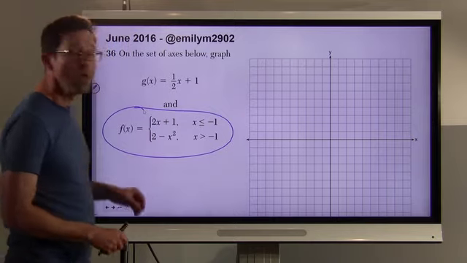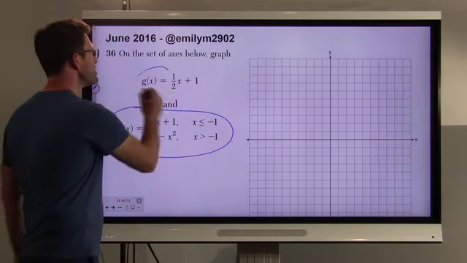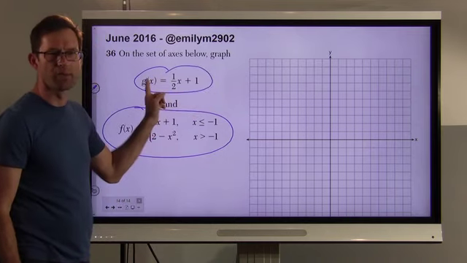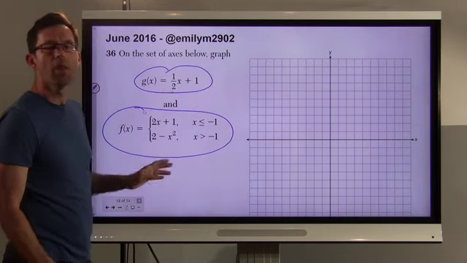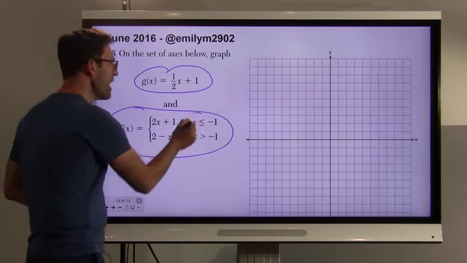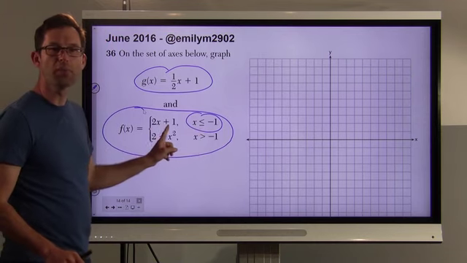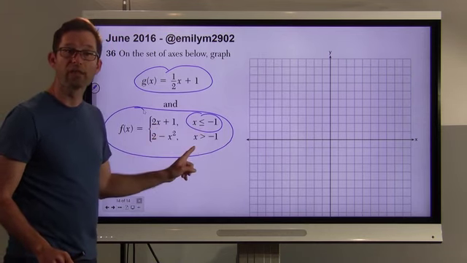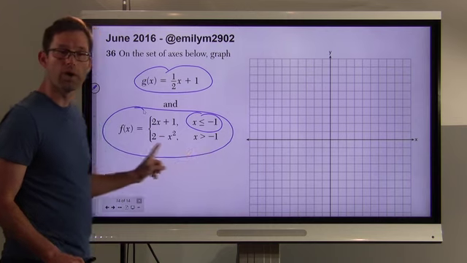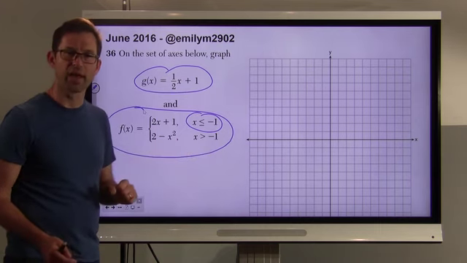Okay, anyway, so let's talk a little bit about piecewise functions, right? Don't worry about this. This is the equation of a line. It's got a y-intercept of 1, it's got a slope of 1/2. The point is, this particular function says, look, when the x values are less than or equal to -1, you should be plotting this line. When the x values are greater than -1, you should be plotting this parabola, okay? It's a parabola because it's got an x squared in it.